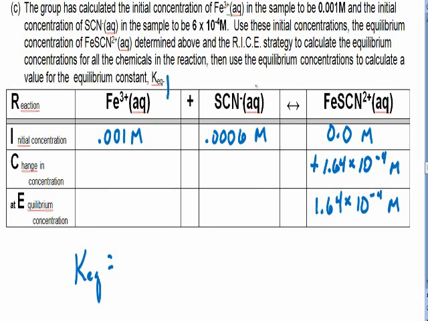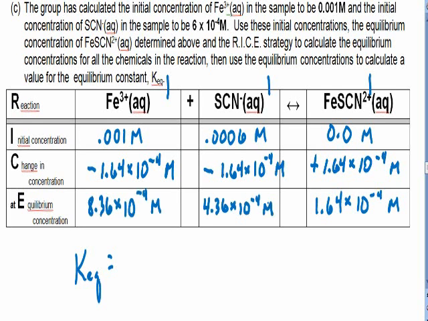and because the reaction is a 1 to 1 to 1 ratio in the balanced equation, that means each of our reactants had to go down by the same amount. So the reactants will be minus 1.64 times 10 to the negative 4th molar each. This will allow us to calculate the equilibrium concentration of each. We now know our equilibrium concentrations of iron ions, thiocyanate ions, and also the iron thiocyanate.